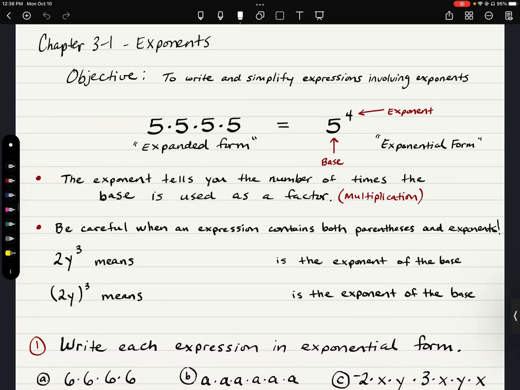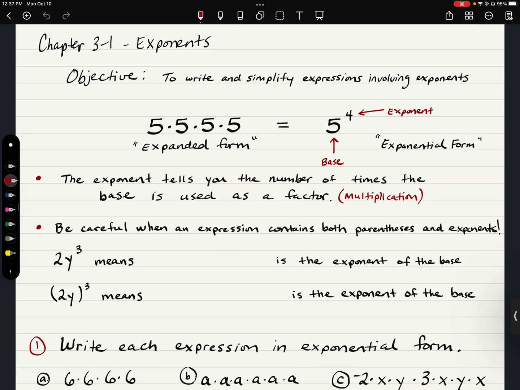This is the notes video for Chapter 3-1. We're going to start reviewing exponents as we make our way into working on polynomial expressions and multiplying them and adding them and different things here. So we want to refresh on our exponent rules that we have learned in the past. Today, our objective is to write and simplify expressions involving exponents.